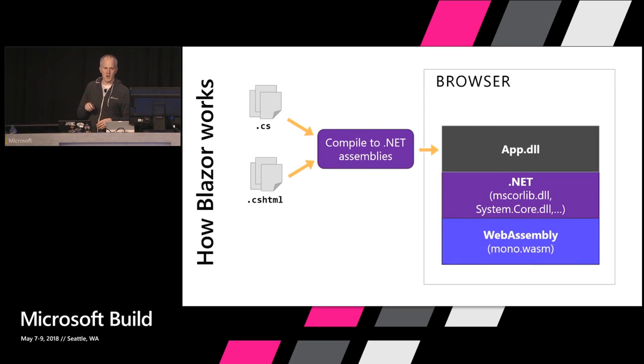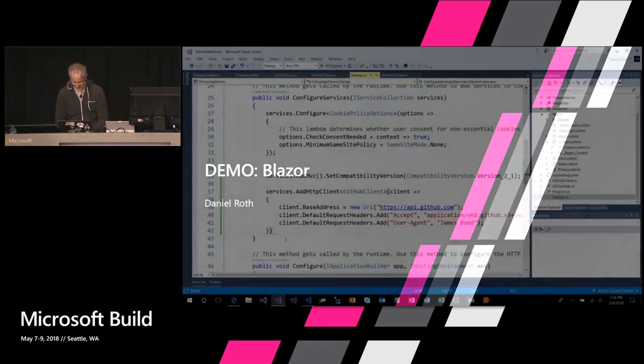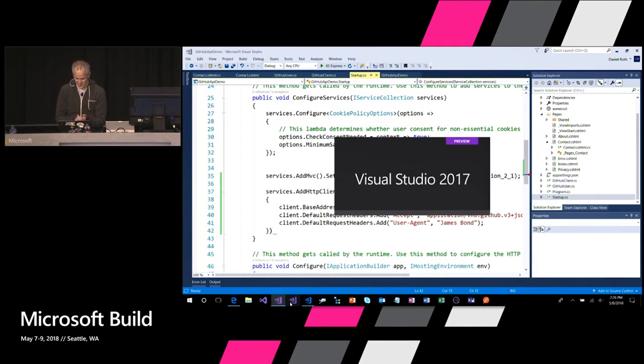We take your C# code. We take your CSS HTML files. We turn those into classes. We take your C# code with the classes, and we compile that all into normal .NET assemblies. We download that into the browser with the .NET runtime DLLs, with the WebAssembly-based .NET runtime, and then just run it. So that's what I'm just going to show you in the last 3 minutes that I have on the talk before they kick me off stage, because we've got to see at least one more Blazor demo.